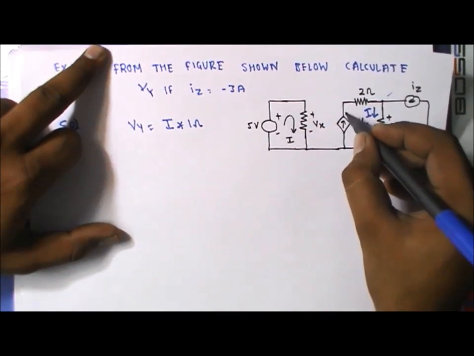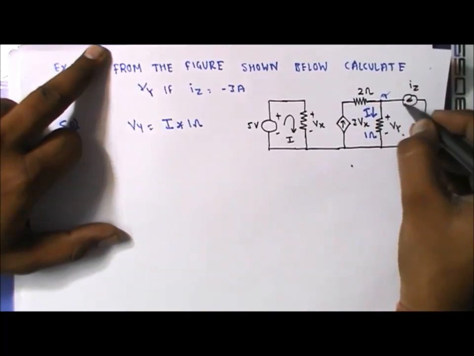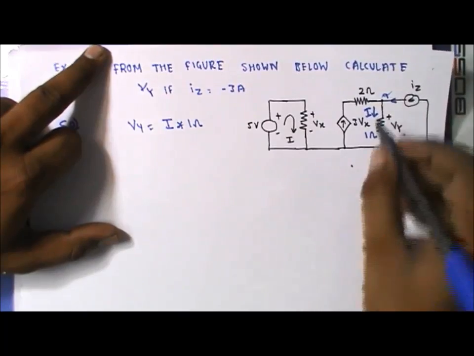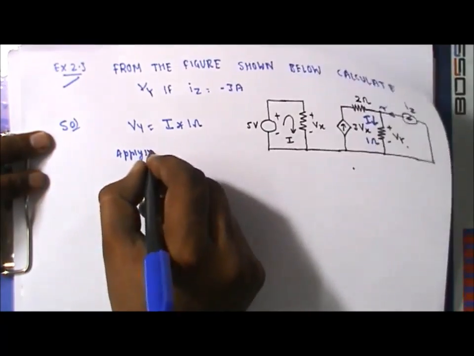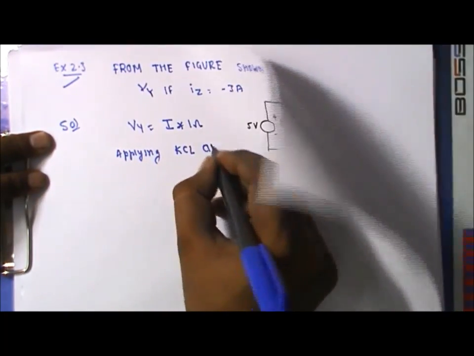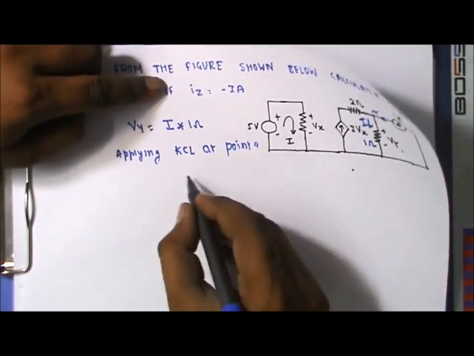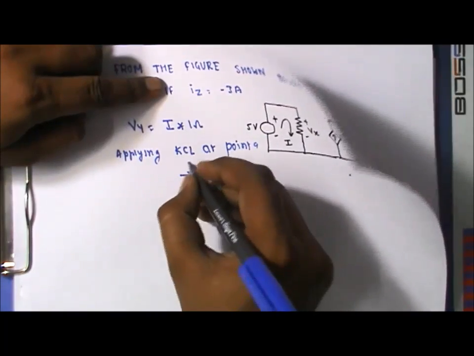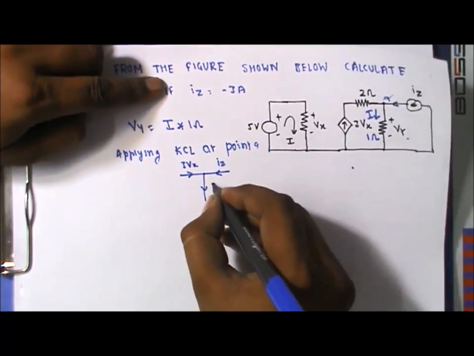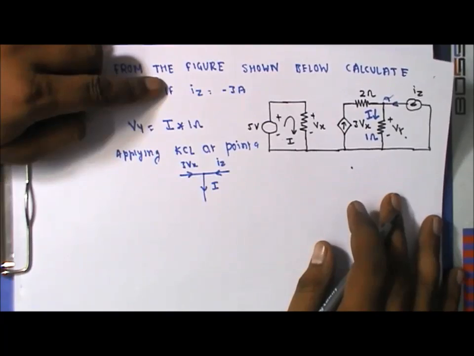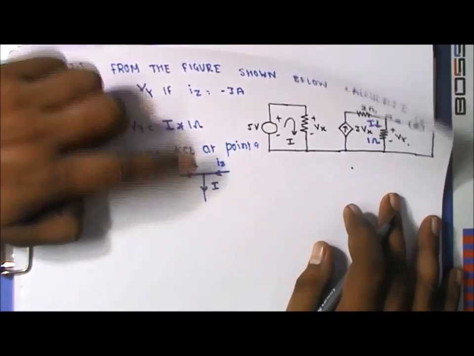This is a current which is going in this fashion up to this point A, and this is the current Iz which is also going towards the point A. If you are applying the KCL at point A, here the current is 3Vx, here the current is Iz, and we are assuming current I. Our convention is, if the current is entering the node, it is called a negative sign. If the current is leaving the node, we call it a positive sign.